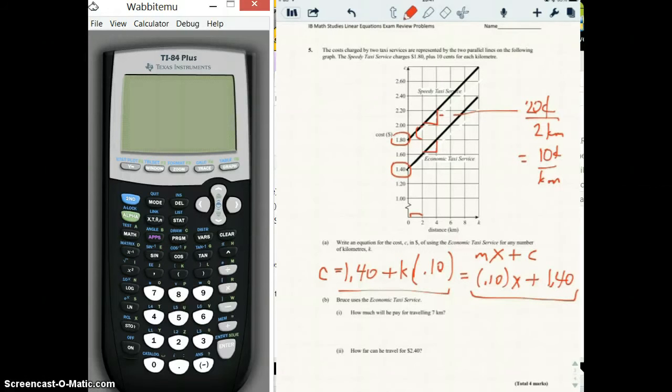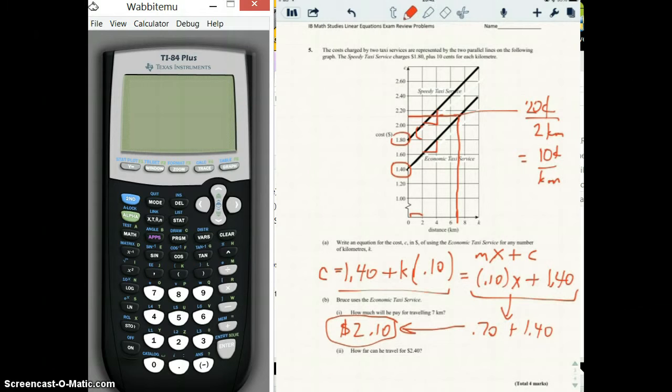Okay, now Bruce uses the economic taxi service. How much will he pay for traveling 7 kilometers? Well, we could see that from the graph, right? So 7 kilometers would be here. And you can see that that would be equivalent to $2.10. Now, you could also do that with the equation. If you put 7 in for x, then that would give you 70 cents plus 140. And what do you know, that also gives you 2.10. So you could do it graphically, or you could do it with the equation.